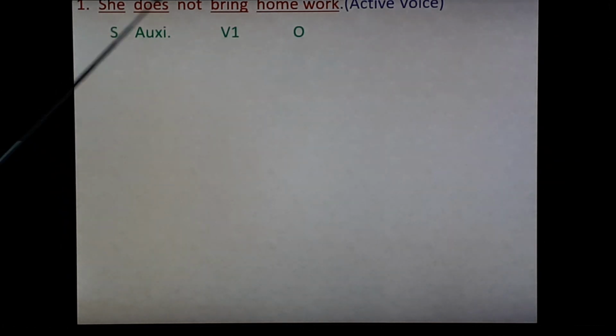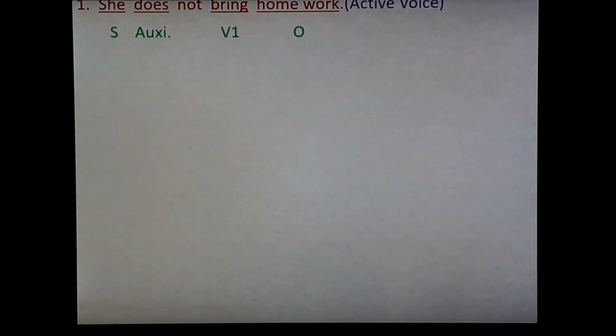Now here find out which tense is given. Does is given, so this is an example of simple present tense. Now find out which voice this is, active or passive. By is not given, V3 form is not given. That's why this is active voice.